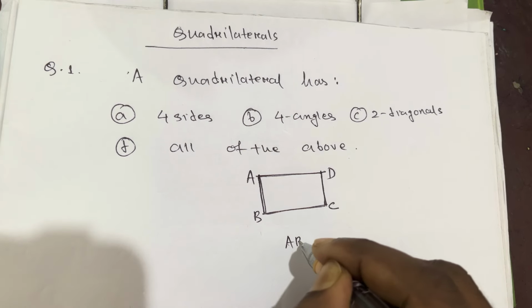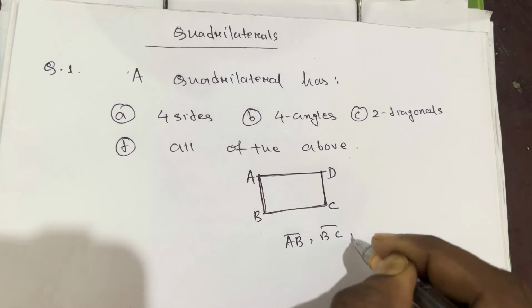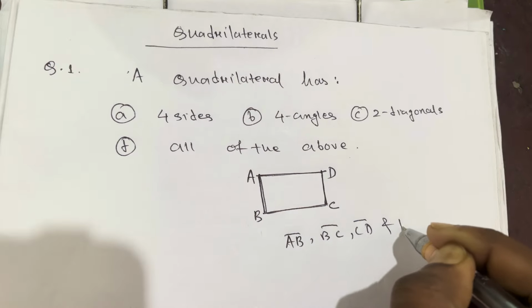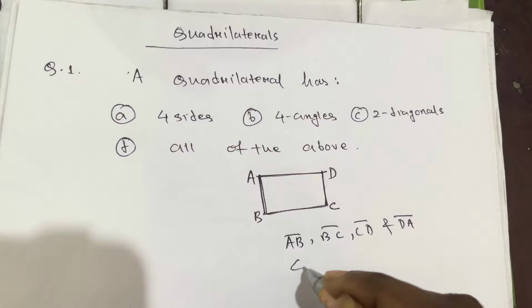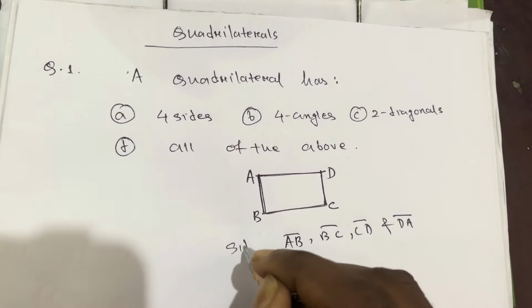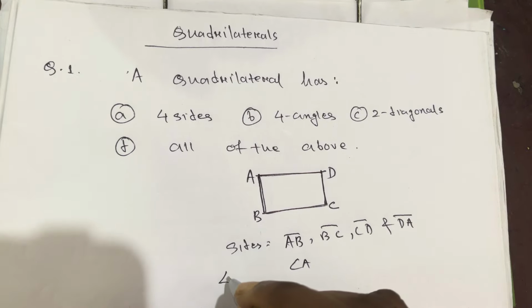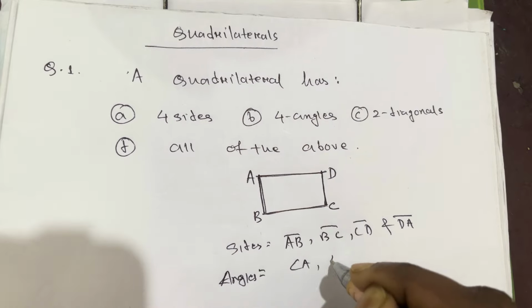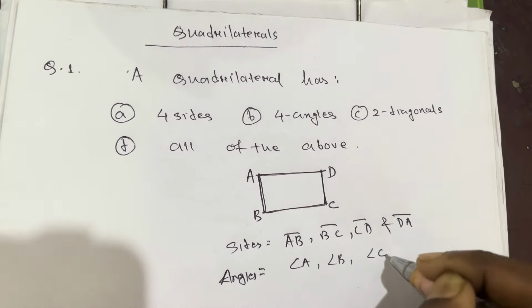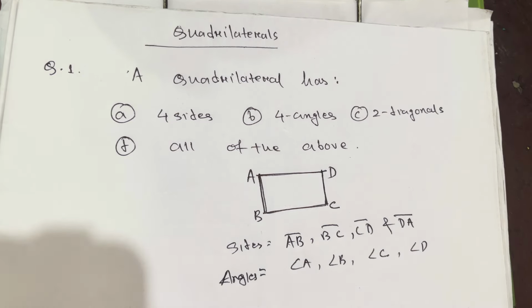And the sides are what? AB, BC, CD, and DA. So four sides and four angles: angle A, angle B, angle C, and angle D. Four sides, four angles.